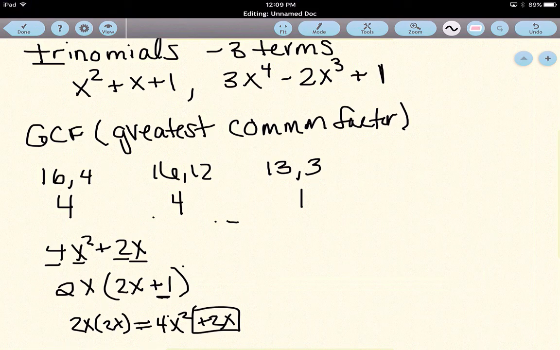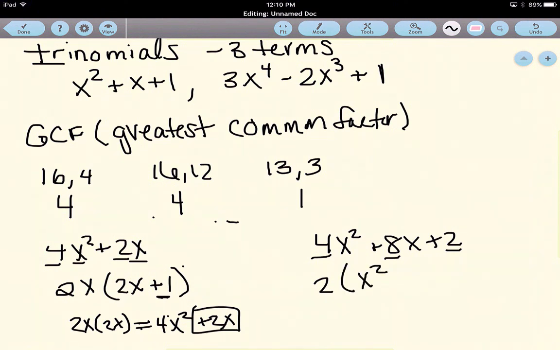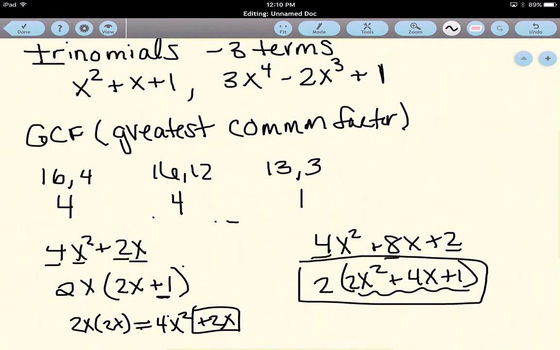Another example might be 4x squared plus 8x plus 2. Is there any number that goes into each of our coefficients? Good. The GCF is 2. Then I have x squared plus 4x plus 1. Is there another GCF between these numbers? No, so we would be done.